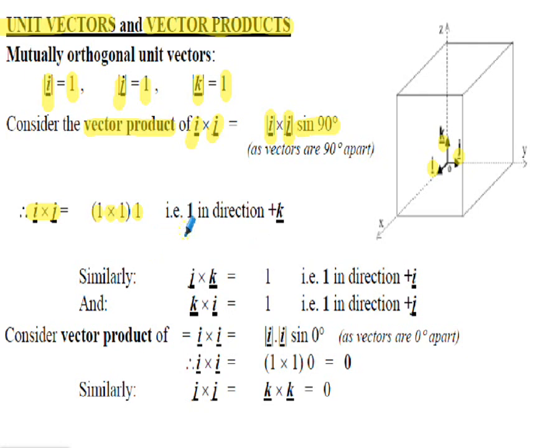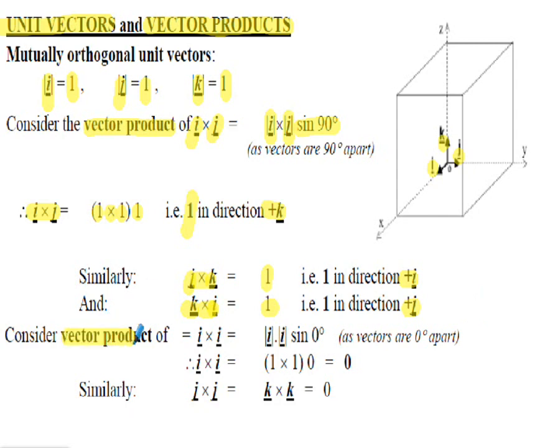So in other words, the magnitude of the vector i cross j is 1, and its direction from the right-hand screw rule would be in the positive k sense. If we apply the same principles to j cross k, we would find the same thing. The magnitude is 1, but the direction would be in the positive i from the right-hand screw rule. If we now look at the vector product k cross i, again the magnitude would be 1, but the direction would be in the positive j. And you can check that with your right-hand screw rule.